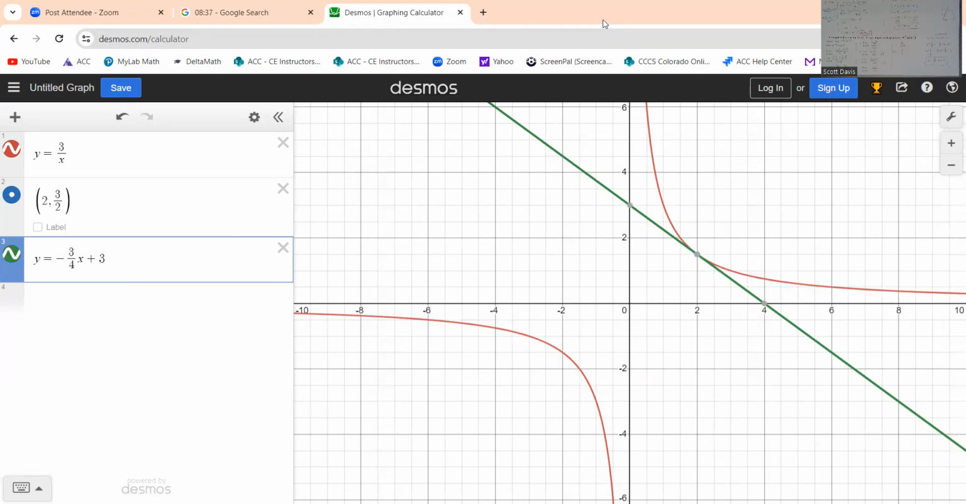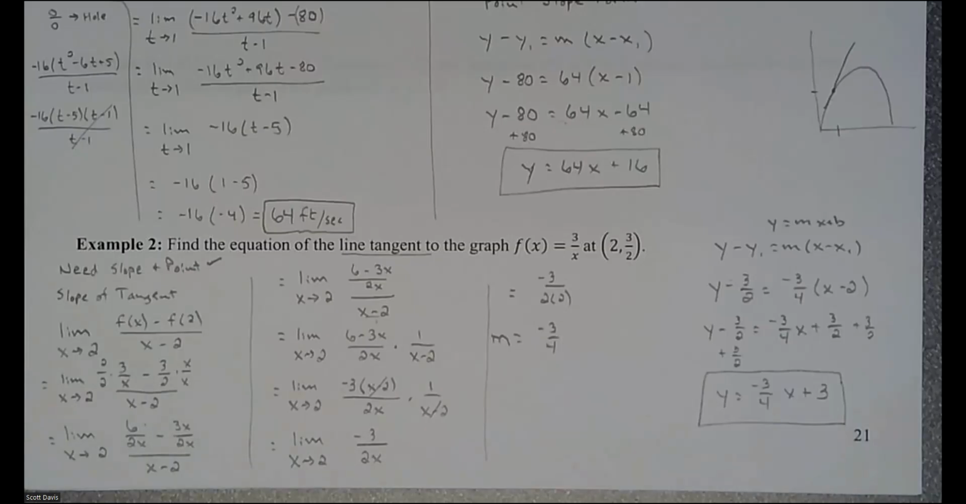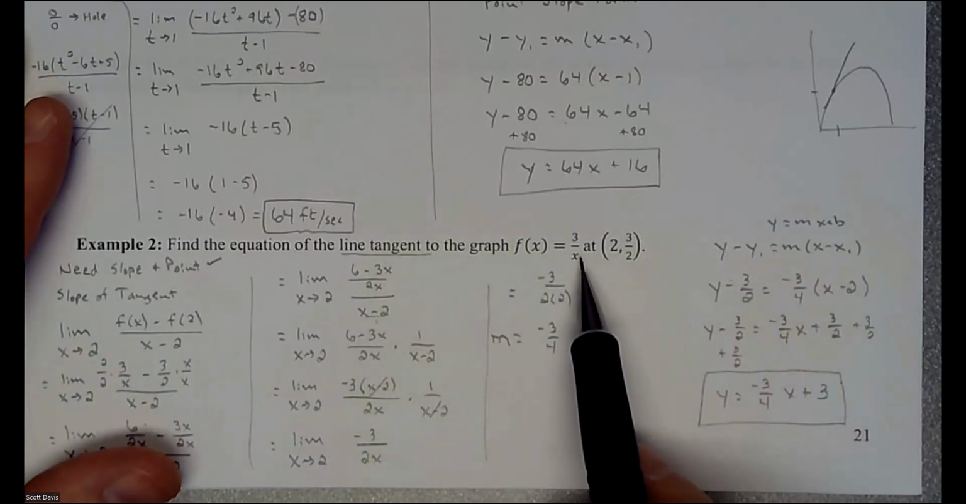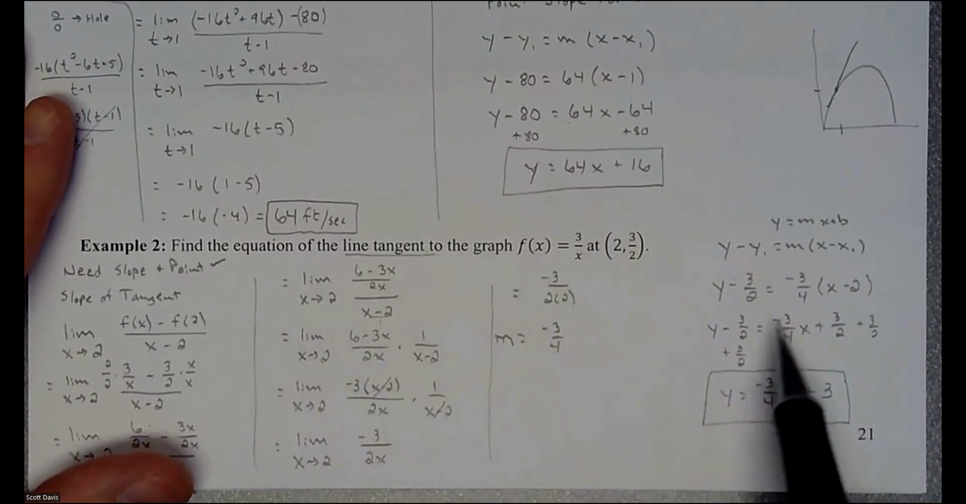All right, so that was finding a tangent line to this graph at this particular point, and these are the steps involved.